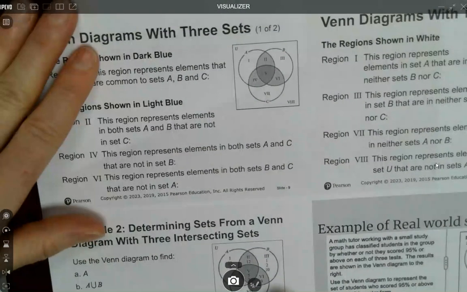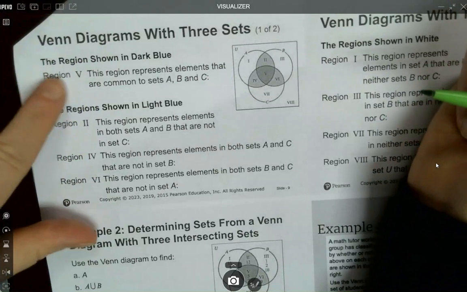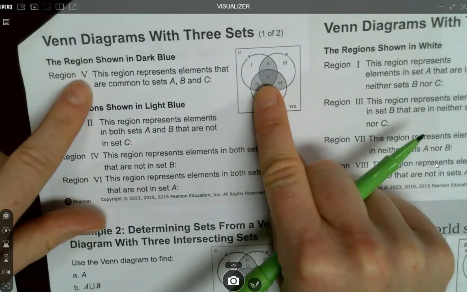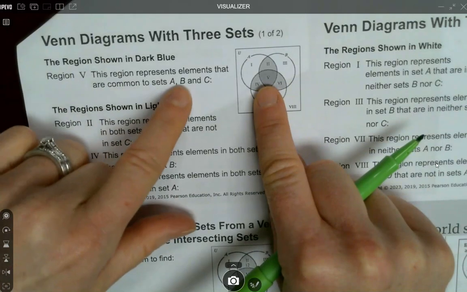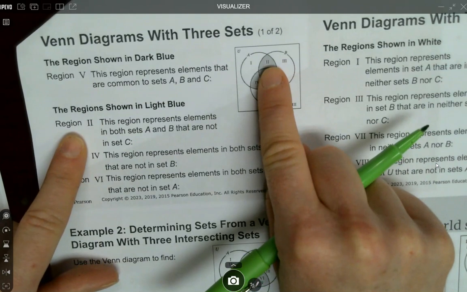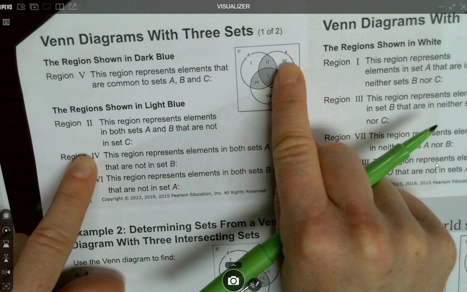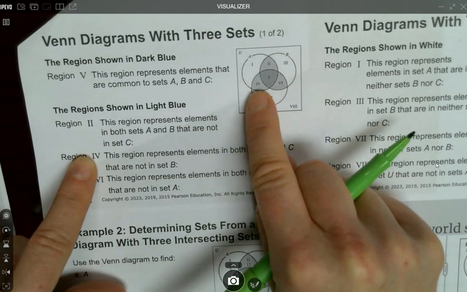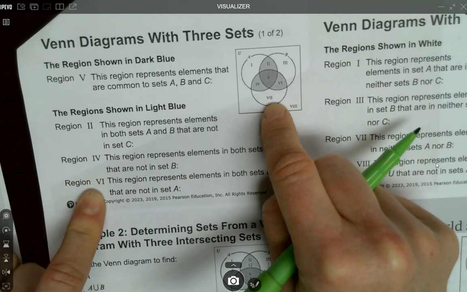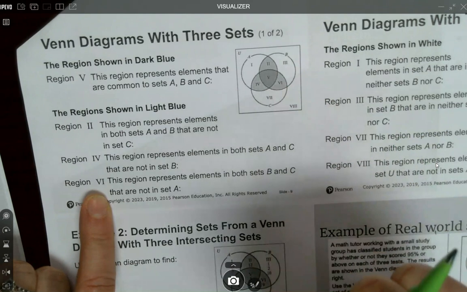This is a Venn diagram. It has 3 sets, and then you have all this little shading. So region 5 is right in the middle. That is what's in common between A, B, and C. Region 2 is what's in common with only A and B. Region 4 is what's in common between only A and C. Region 6, which is right here, is what's in common with only B and C.